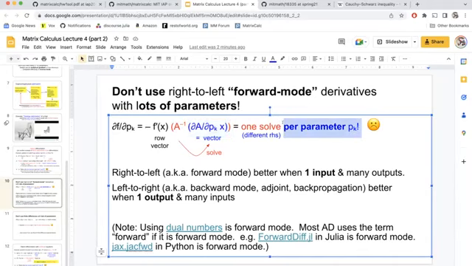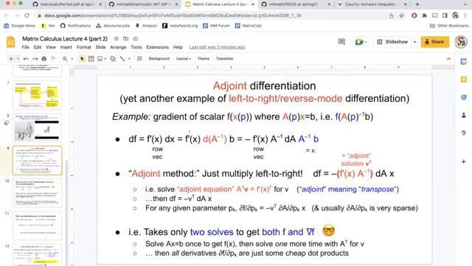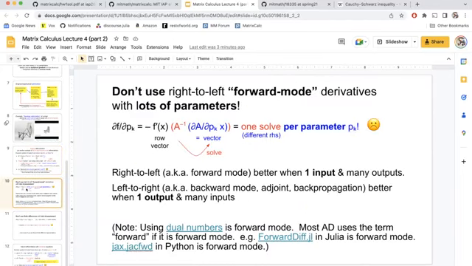So if you just did it right to left, which is called forward mode differentiation, it's terrible, right? If you have a million parameters, you have to solve a million mechanics problems, or whatever your physics problem is. So this is called forward mode, and this is very bad when you have lots of parameters. It turns out this reverse mode or adjoint differentiation is really good. That's what you should use when you have lots of inputs and only one output. Forward mode is good when you have lots of outputs but only one input, or a small number of inputs.